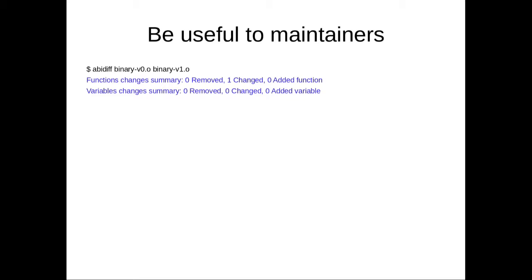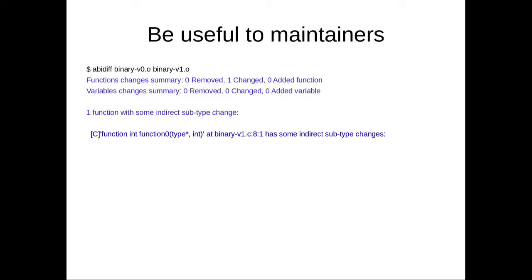The first part is just an abstract of the changes that were detected. We're seeing that there was one function that changed. And what does that mean? It then goes on saying that the name of the function that changed is function zero. It tells you its type and so on and so forth.